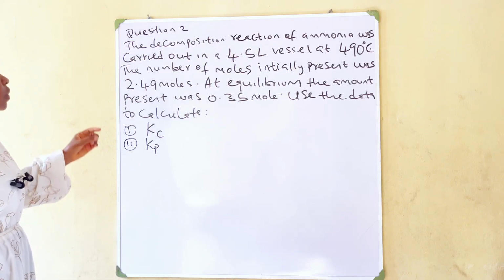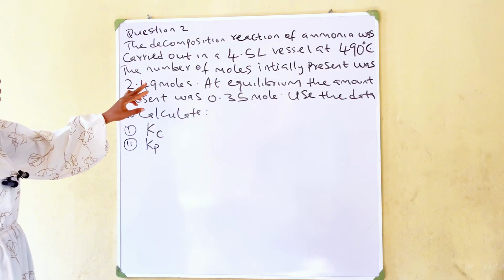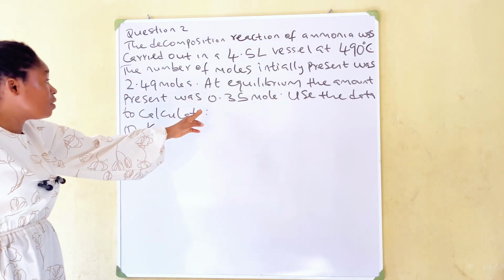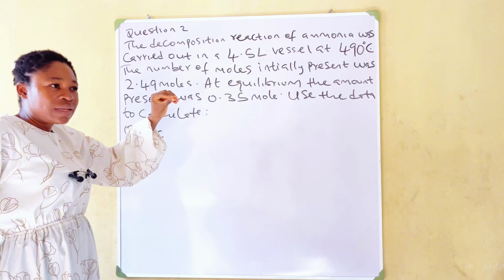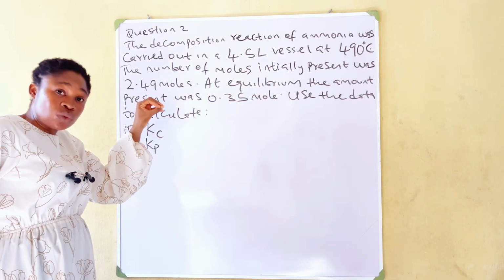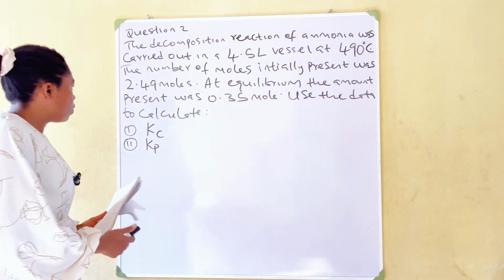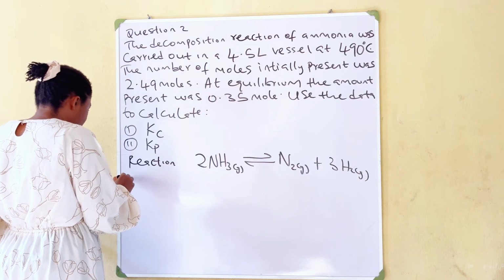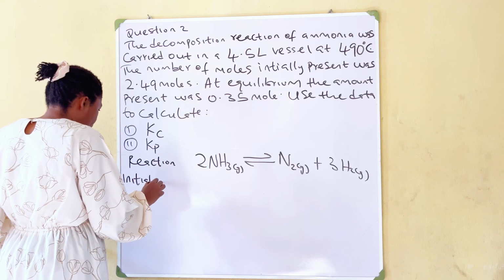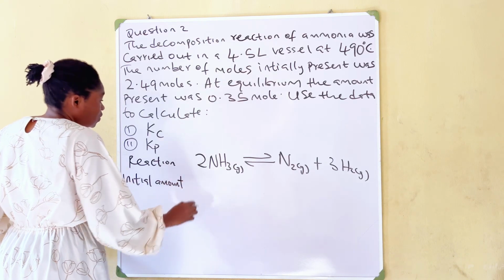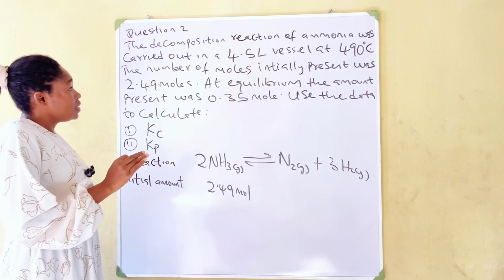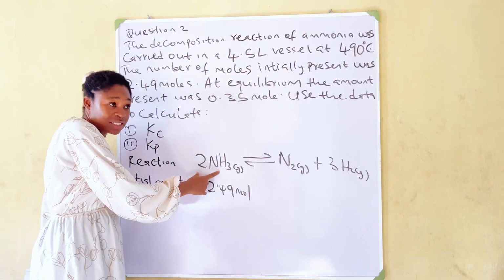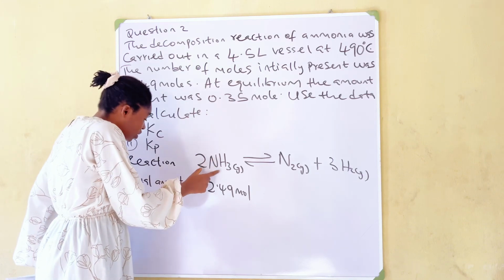So if the initial amount that was present is 2.49, and at equilibrium you have 0.35, we're going to find the amount that decomposed. So let's write the equation for the reaction. Let's look at the initial amount that's present. Amount is measured in what? Moles. The number of moles initially present was 2.49. Now that's with this reactant. So this is the amount present initially.